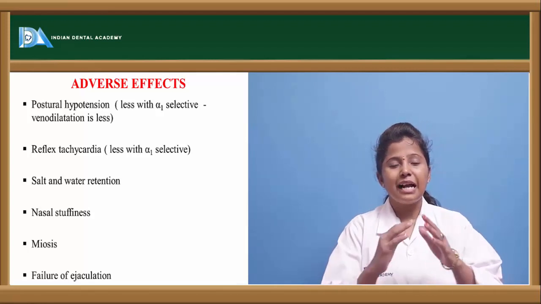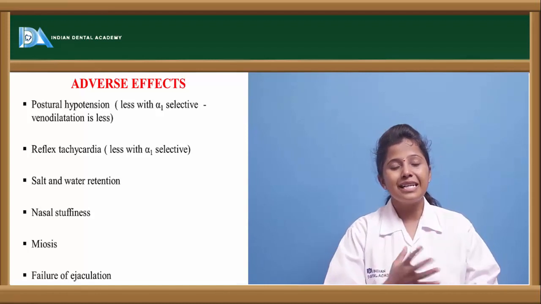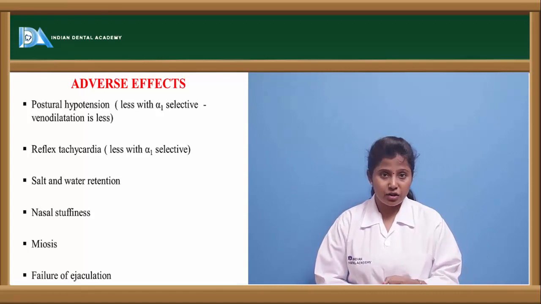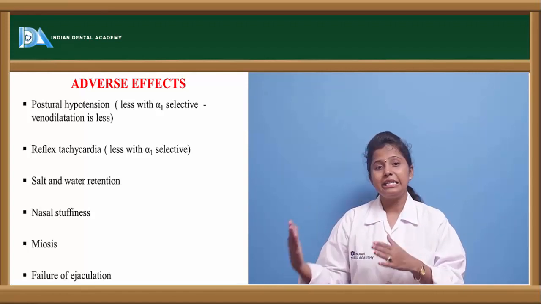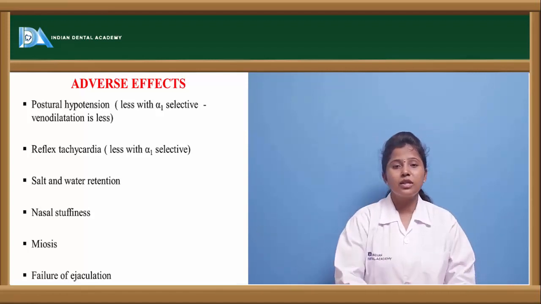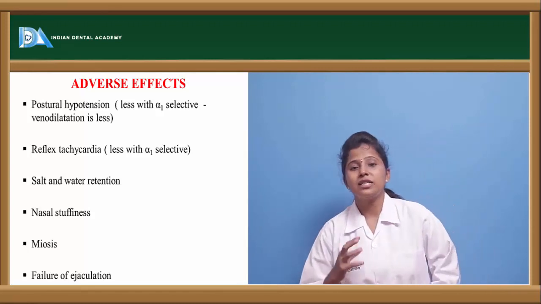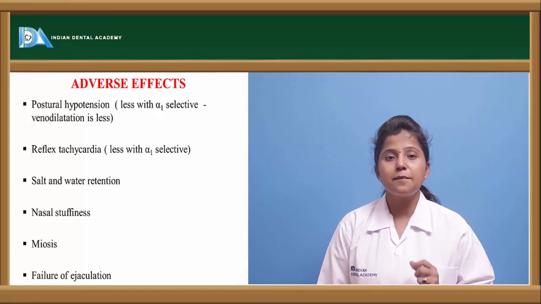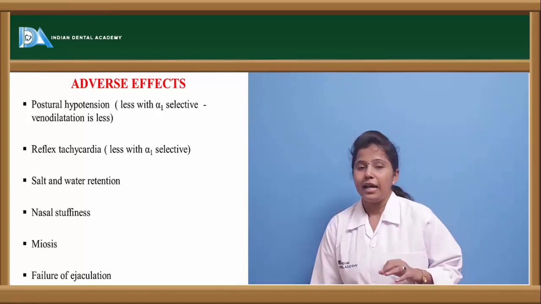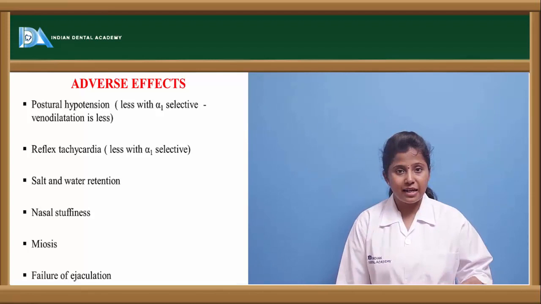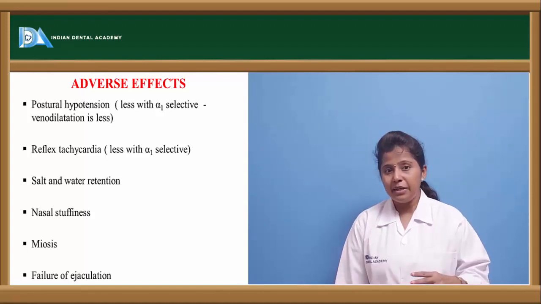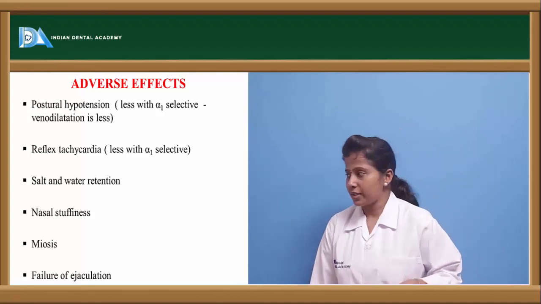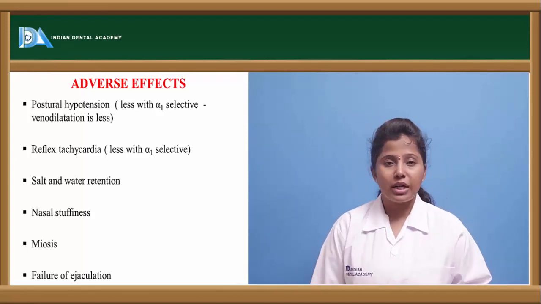less alpha-1 selectivity, because alpha-1 receptors cause vascular constriction. Here, as these drugs have less affinity towards the alpha-1 receptor, they cause venodilatation more than venoconstriction. That is the reason postural hypotension takes place. And reflex tachycardia, again the same, because the heartbeat as well as constriction of the vascular smooth muscle is regulated by the alpha-1 receptor blockade, and there will be salt and water retention.